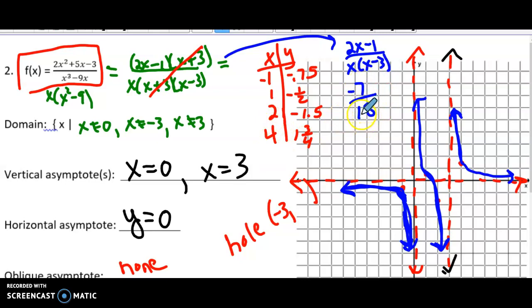So -9/18 would be -1/2. So I'm a little bit, -7/18, a little bit bigger than -9/18. So well, here's my hole. That makes sense. Okay, so now your graphing calculator won't show you this. Oops, that hole should be right at -3. Sorry, I'm trying to be. Okay, the point is actually -3, -7/18. It's a hole.